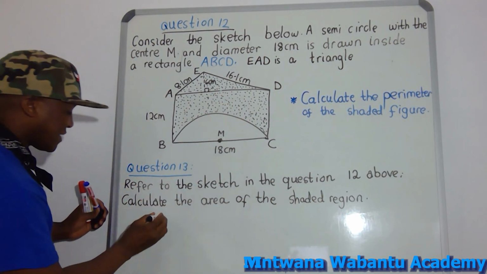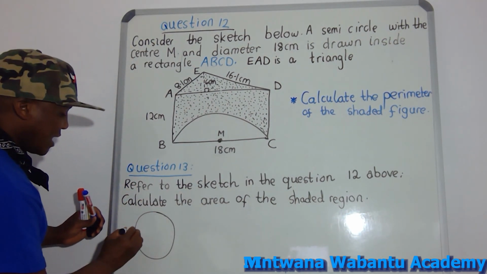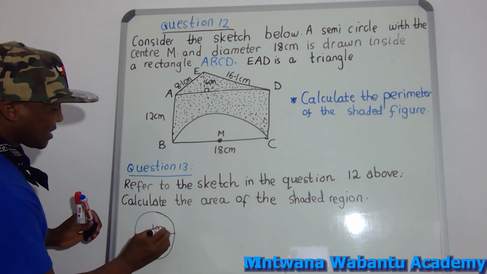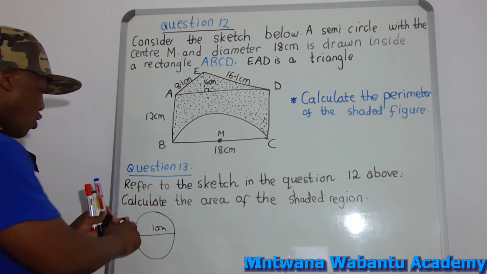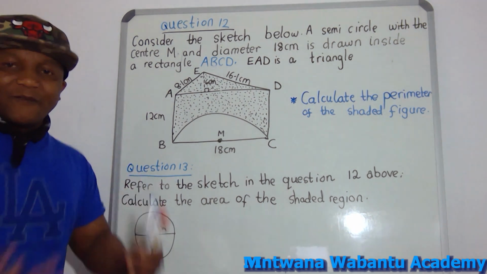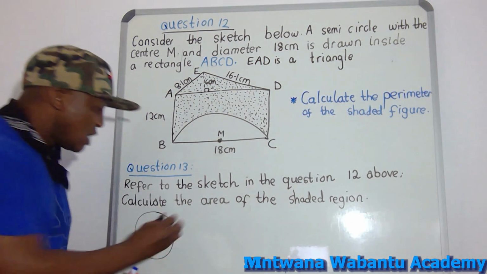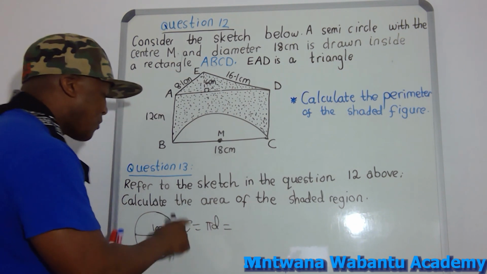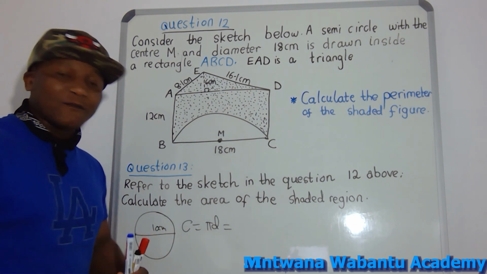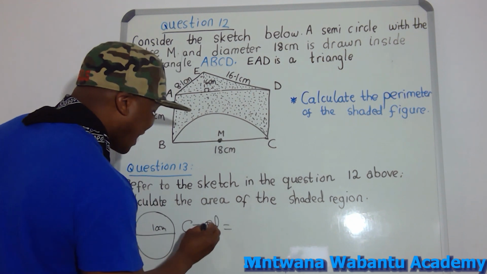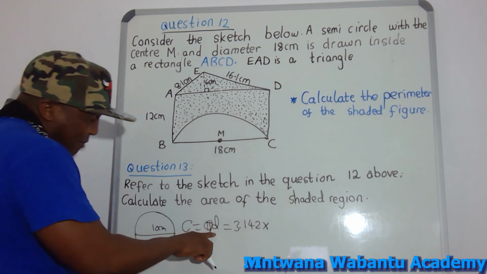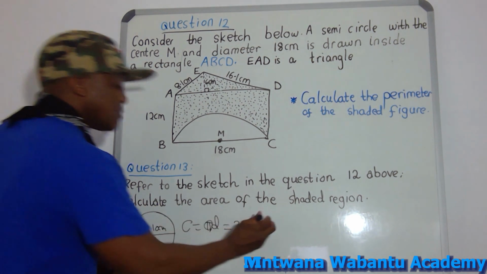Let's say you've got this circle here, and the length from here to there is 10 centimeters. It means this is the diameter, because it goes from one part of the circle to another. Let's say find the circumference of this circle. It's easy. What you can do is say circumference equals pi d. The value of pi is 3.142, times the diameter. The diameter is 10 centimeters.